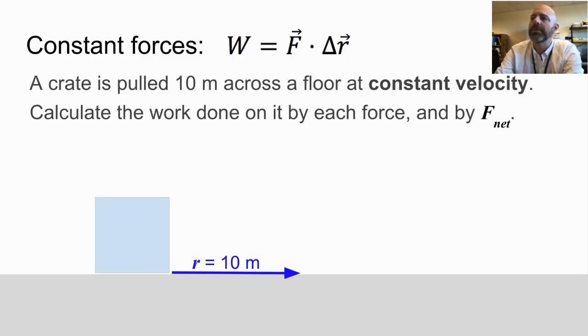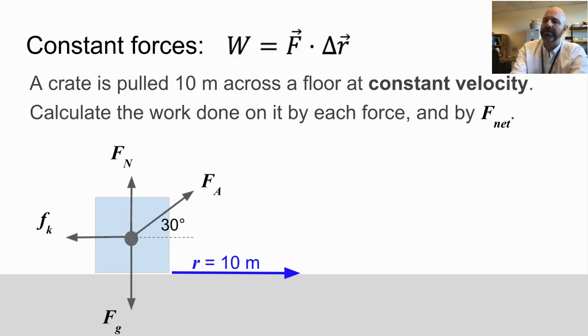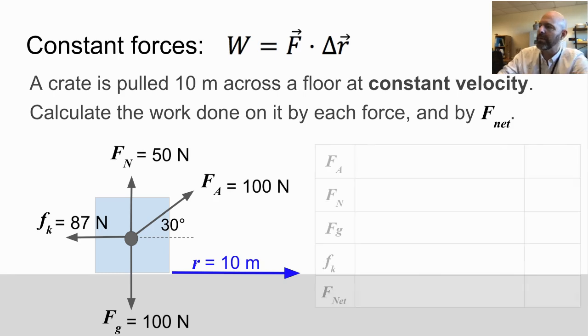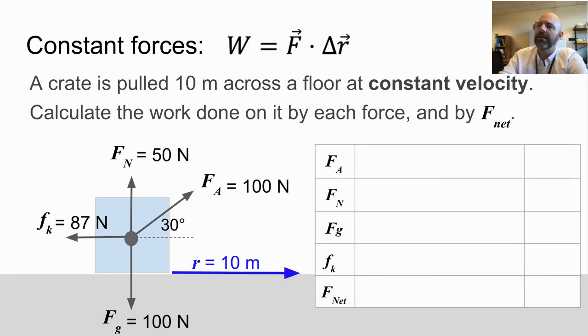and we can do a quick example to understand how this behaves. Now, a crate is pulled 10 meters across the floor at a constant velocity. It's a pretty standard scenario. We've solved problems like this before. Specifically, we're going to look at the work done by each of these individual forces, and then the amount of work done by the net force, which is a slightly different quantity and related to those things. So I'm going to put together a little table here that we can fill out, but all the various forces we can calculate. That's your force analysis work that you've already done.